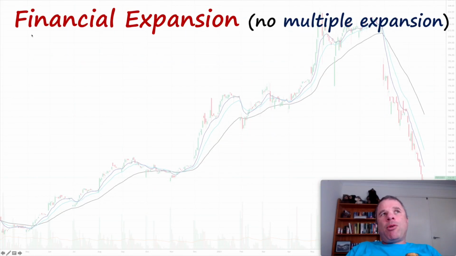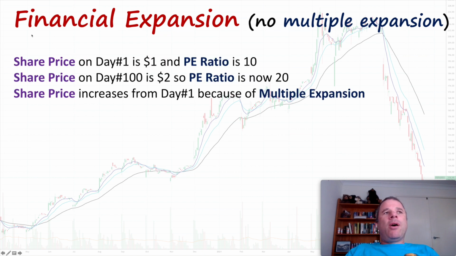For all these examples, I'm going to use the exact same scenario about this company that is on the ASX on day number one at $1 with a P/E ratio of 10. So with the financial expansion and no multiple expansion, just imagine the share price has increased by $1 or 100% from day one to day 100. Now, the P/E ratio has increased to 20. So you might think, well, that's multiple expansion, but you're talking about no multiple expansion.